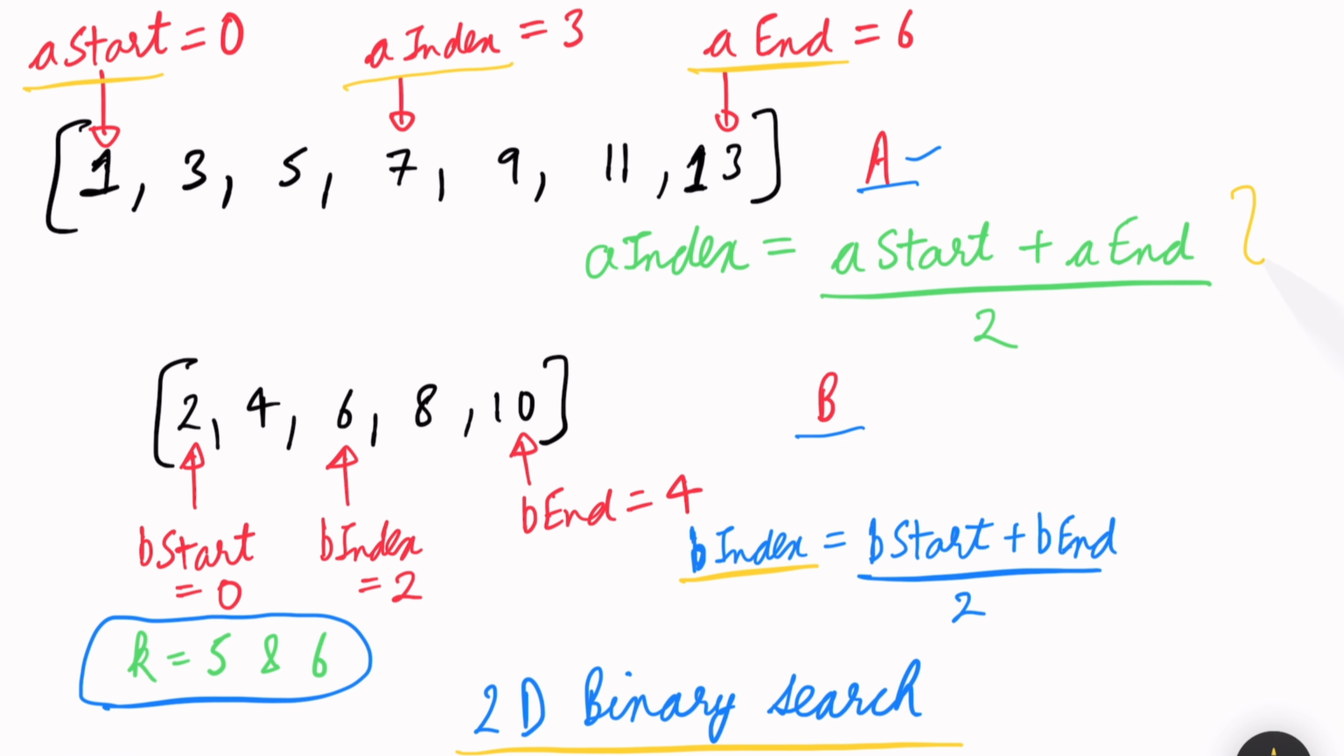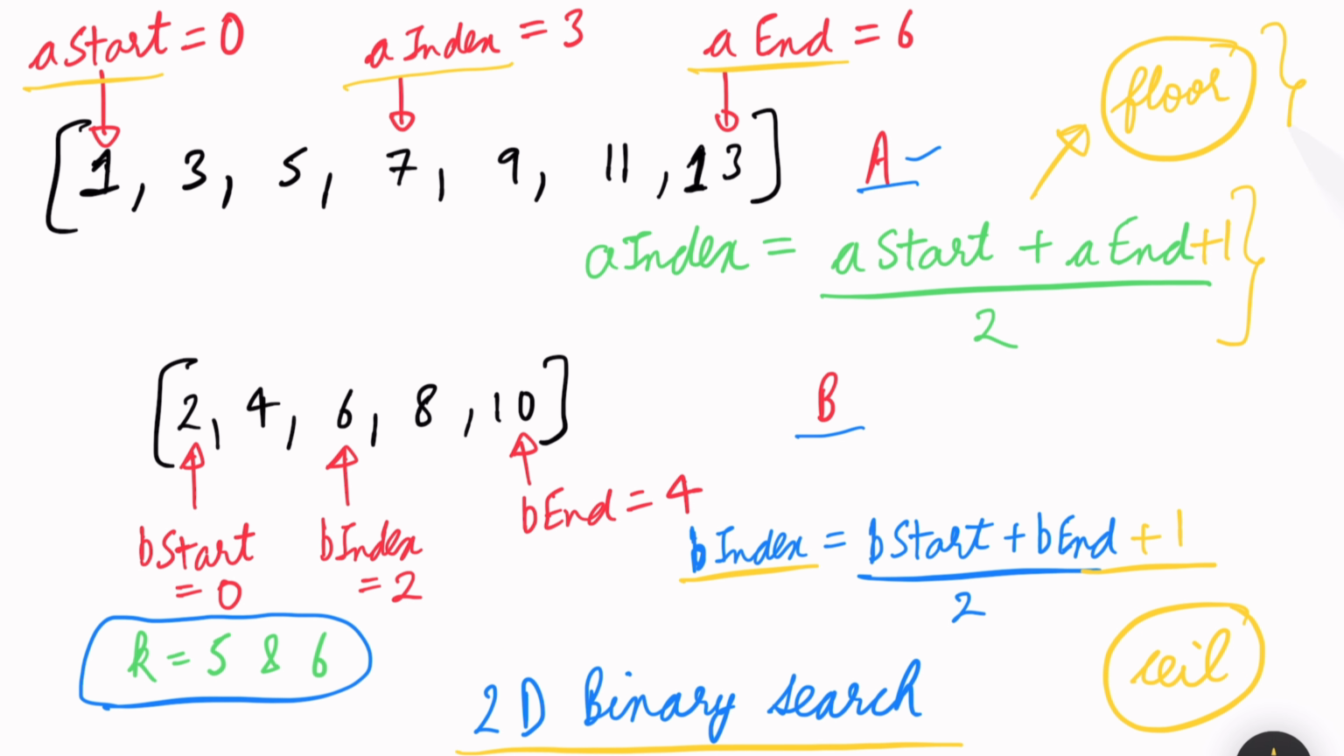When we use this formula to find the middle index, it can also lead to an overflow, so keep that in mind. I'm simply using this formula as the test cases do not lead to any overflow issue. This formula gives us the floor index value. If we instead use (A start + A end + 1) / 2, it gives us the ceiling index value. We can use either, but the floor value is highly common in binary search algorithms, so let's stick to it.